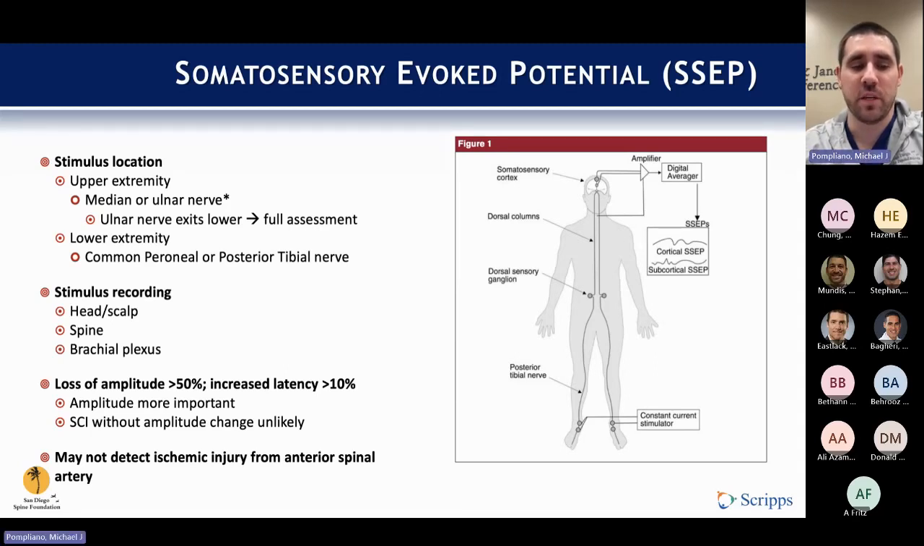This follows the 50 and 10 rule, so loss of amplitude greater than 50% or an increased latency of greater than 10% typically indicate a significant change. The amplitude is considered more important as compared to the latency, and a spinal cord injury without an amplitude change is unlikely. So that can help provide some kind of workup techniques as you experience deficiencies intraoperatively that aren't necessarily related to neurologic injury. It may not detect ischemic injury from an anterior spinal artery ischemic event.